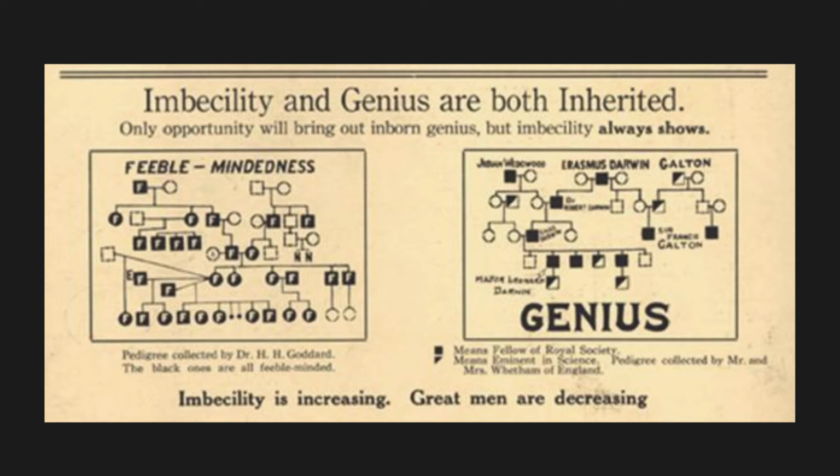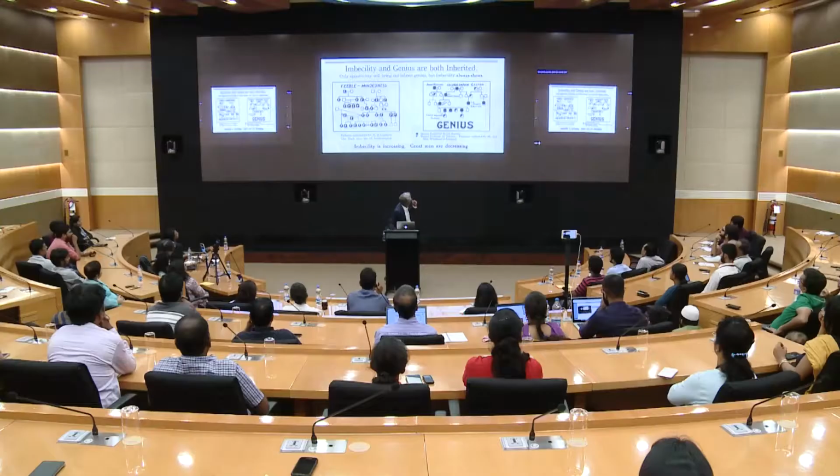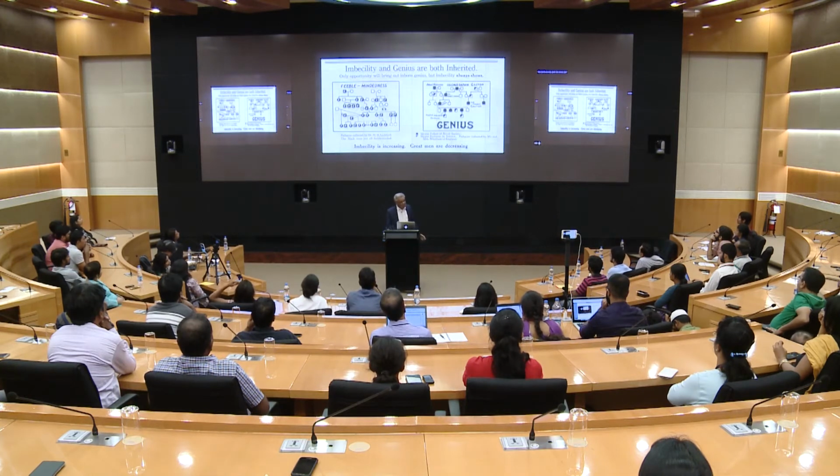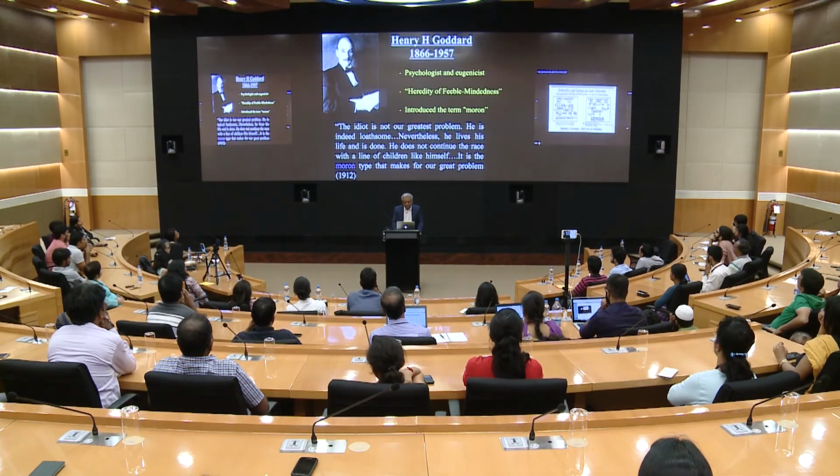And you can see on the left-hand side here, feeble-mindedness, we can't see very well, but we'll go to the next slide, this idea was brought on by Goddard, and in the right panel, which you can't see, is basically the genius lineage, where you can see very prominently Galton on the top and Erasmus Darwin. So they were protecting themselves and basically ruining all immigrants.